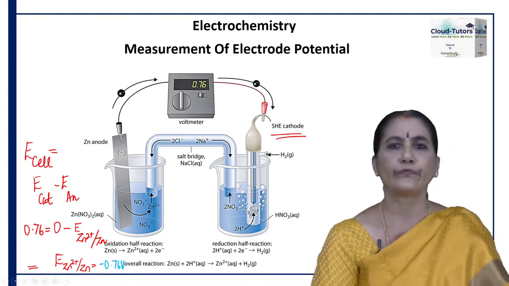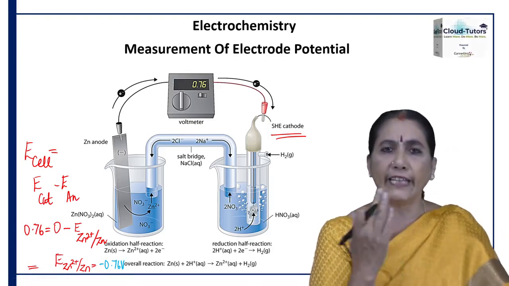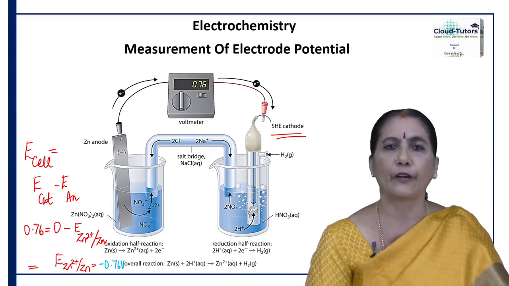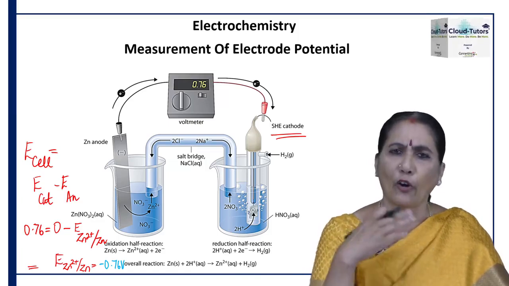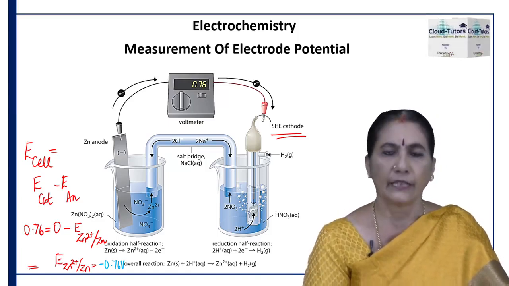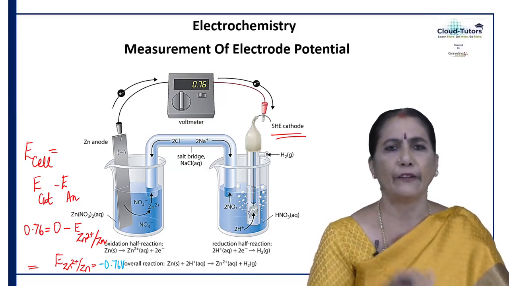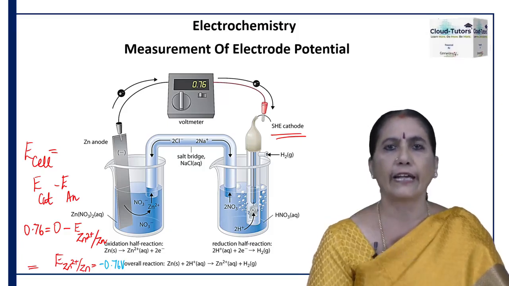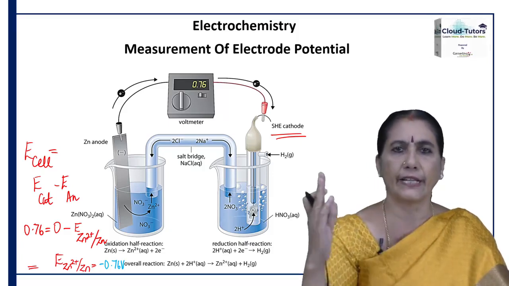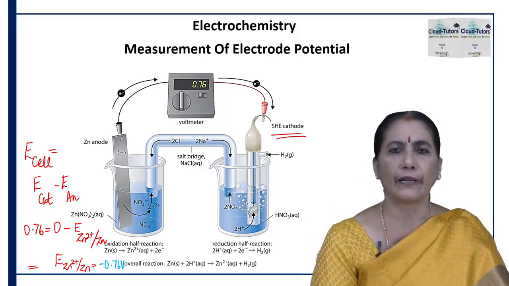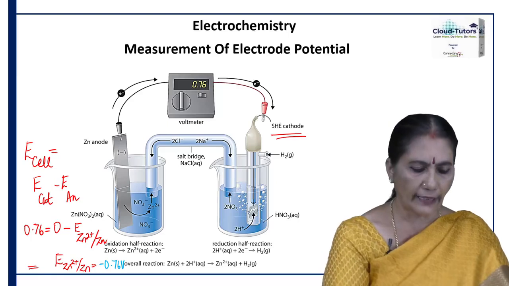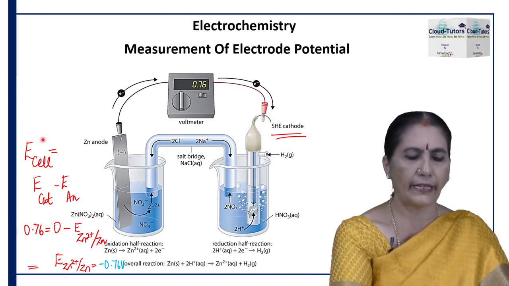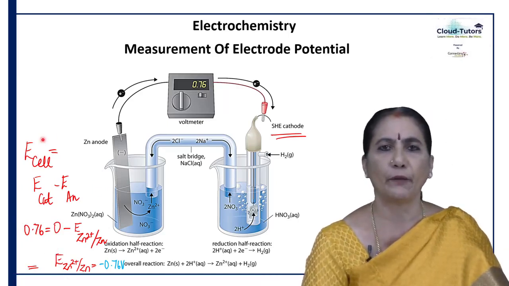This is how, with the help of the SHE electrode as a primary reference electrode, we are able to determine the electrode potential of all other electrodes. This is surely going to be asked as a 5-mark question. So draw the diagram, write the representation, and then give the explanation and do this calculation so that you do not miss out on the marks allotted for that question.